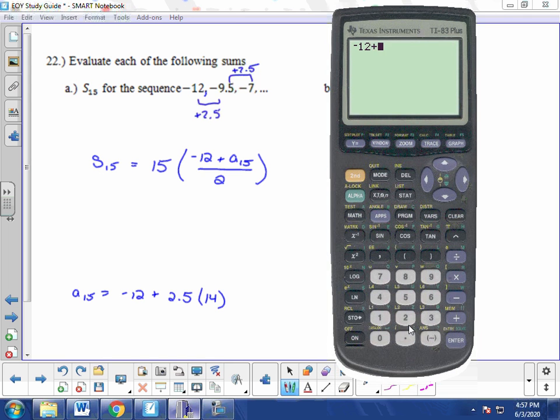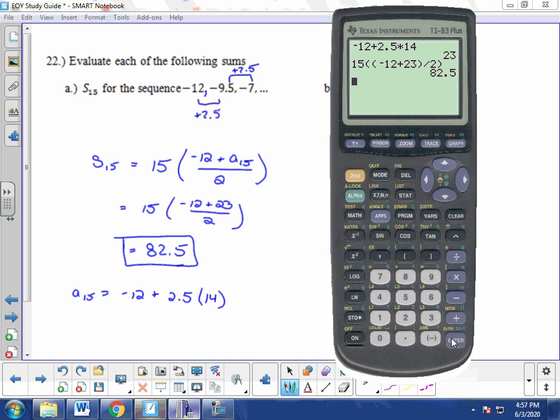So -12 plus 2.5 times 14. And so the series is going to be 15 times -12 plus 23 over 2. So 23 is the value of the 15th term. I can do this in the calculator: 15 times -12 plus 23 divided by 2, close my parentheses, and this series is going to have a value of 82.5.